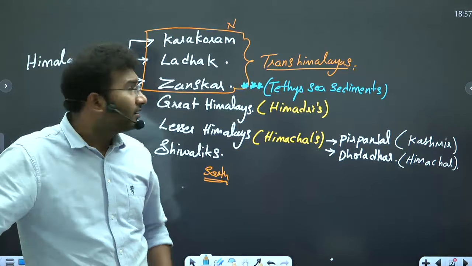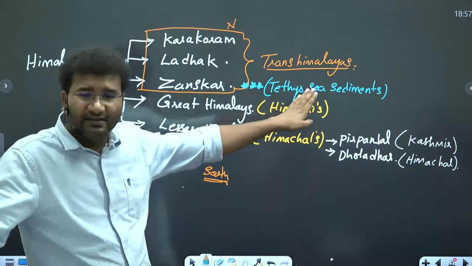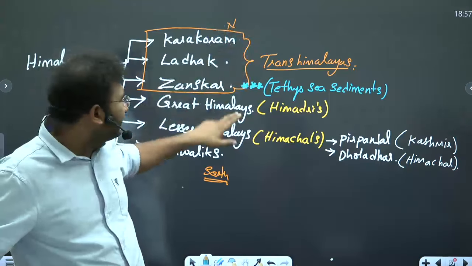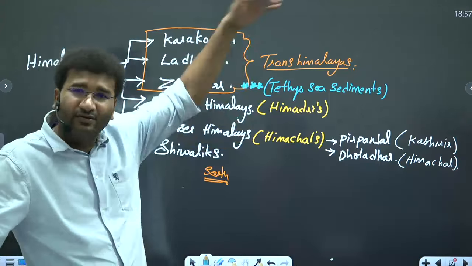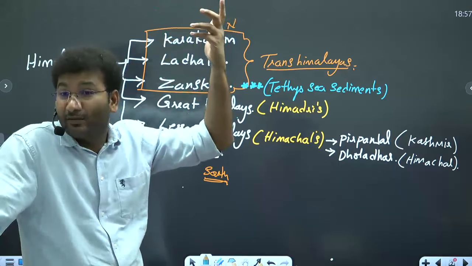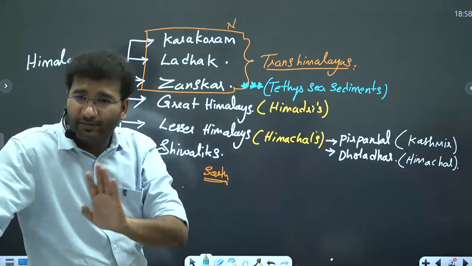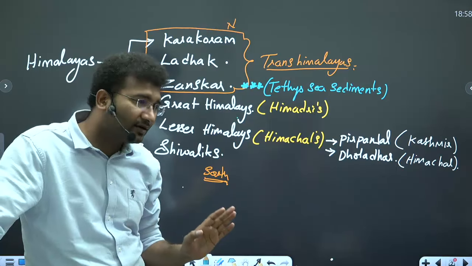Right? It's not that Tethys Sea sediments are absent in Karakoram and Ladakh. No, they are present in the Greater Himalayas also, on the top hills. You go to the top of Mount Everest, you find basaltic rock. Where did basaltic rock come from on Mount Everest? Because your ocean is made up of basalt and your continent is made up of granite.